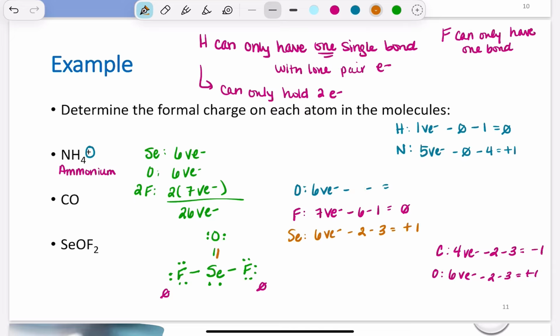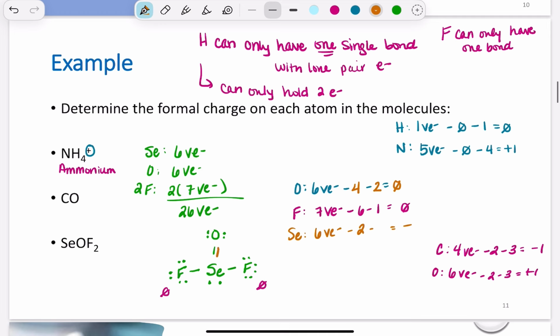Now, if you recheck your formal charge, oxygen now has 4 electron dots and 2 bonds, and overall 0 formal charge. Selenium now has 2 dots, 4 bonds, and overall 0 formal charge. So this is the correct structure for SeOF2.